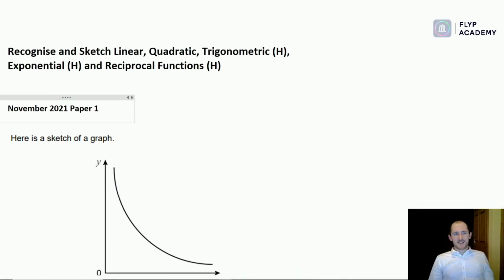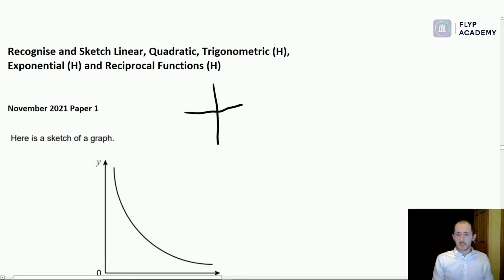Okay, this is where things get a bit more, I mean, I keep saying that it gets easy, or that it's fun or interesting, but, you know, it's not the most interesting of topics, but I personally quite like graphs, so let's do it. You need to be able to recognize and sketch linear, quadratic, trigonometric graphs. So, linear is a straight line, okay?